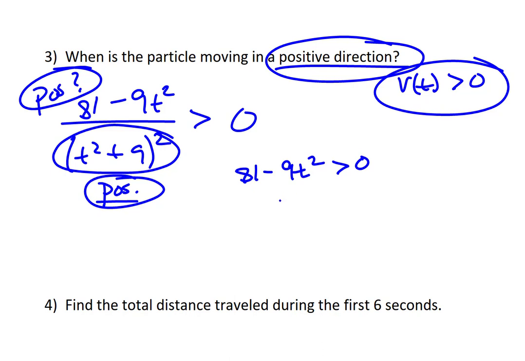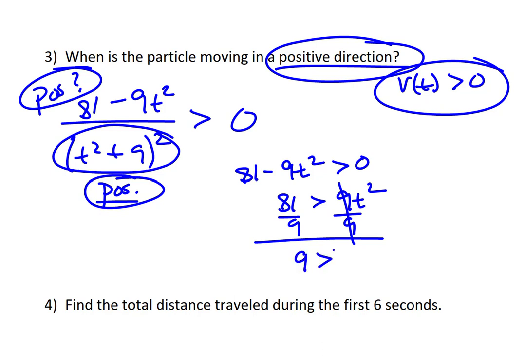Let's add 9t squared to both sides, which will give us 81 is greater than 9t squared. You could divide both sides by 9 here using the old inequality steps. That's a positive value, so we don't have to flip the inequality symbol at all. 81 over 9 on the left side is really just 9. So our question is, when is 9 greater than t squared? And there are a couple different ways you could solve this. It turns out it would be the case when t is somewhere between 0 and 3.